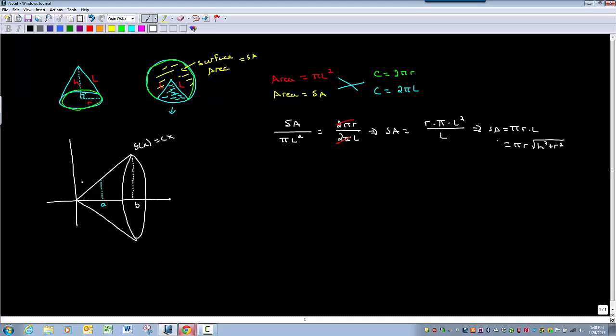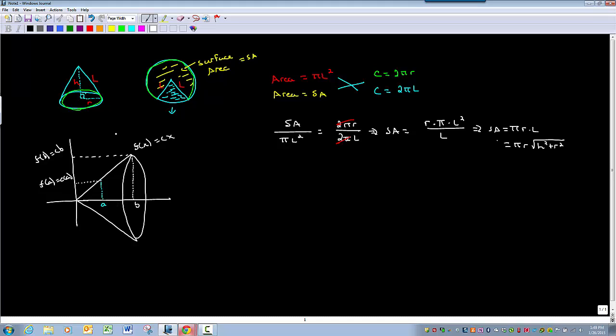Okay, so now what do we have? Well, this length out here is a. This height length right here is f at a, which is c times a. Okay, so I get this right in here. Now let's get this guy over here as well. Okay, so this guy right here is f at b, which is c times b, like that.